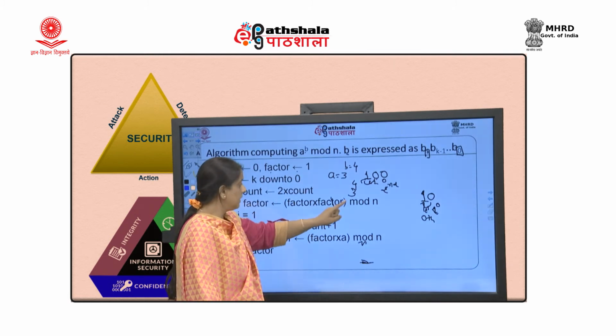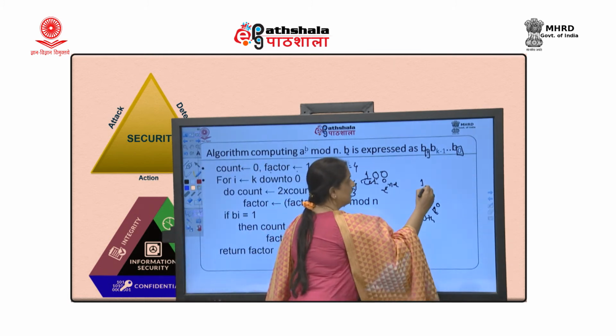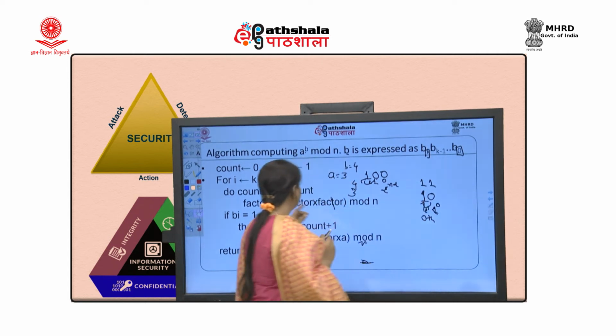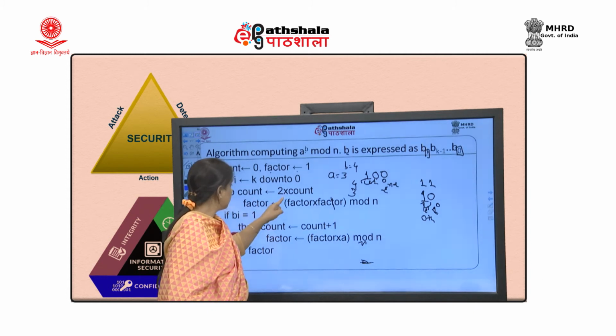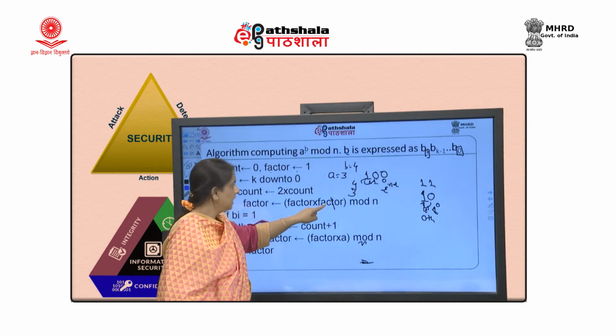So, irrespective of whether it is 1 1 or 1 0, we have to shift it. So, the factor is multiplied by itself, it is doubled, and count would be incremented by 2.